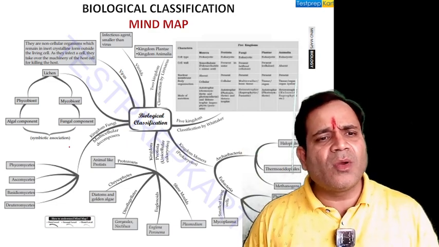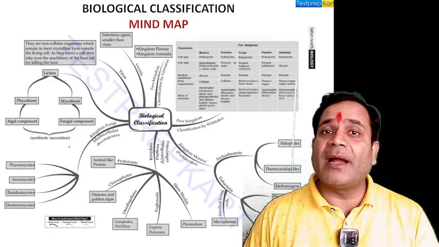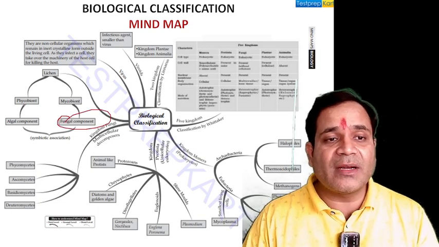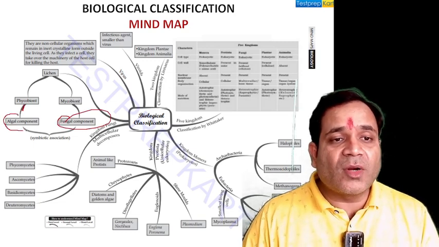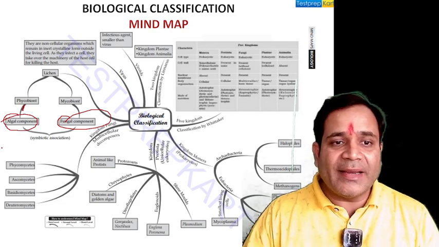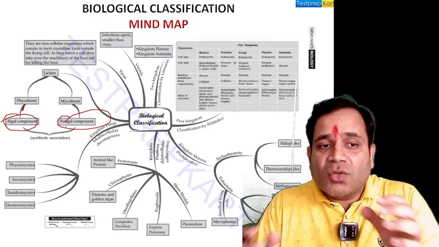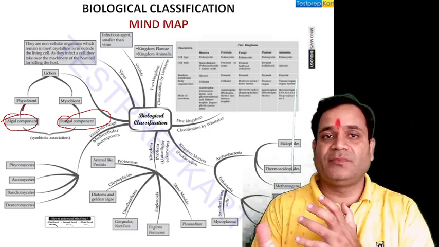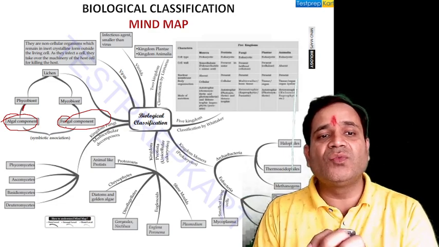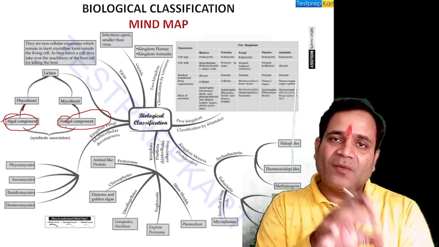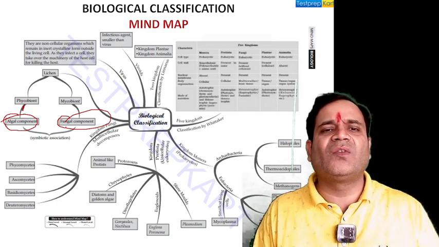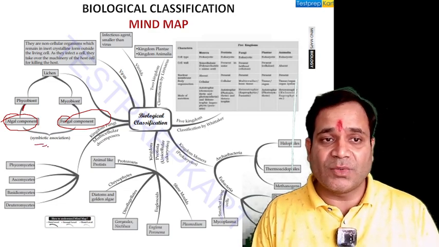Just as an example, I'm giving you phycobiont and mycobiont. The mycobiont is the fungal component, and the phycobiont is the algal component. The algal component gives food, while the fungal component gives shelter. Food and shelter are both needed and fulfilled by each other. So algae provide food to the lichen, and fungi provide shelter to the lichen. That's why they live together, and that's why I'm saying it is a symbiotic association, right?